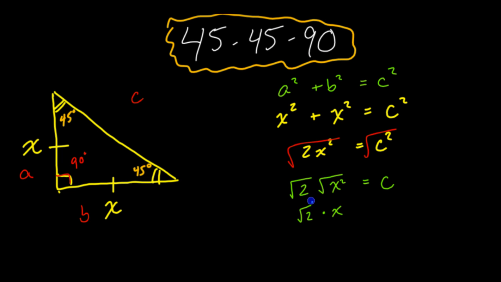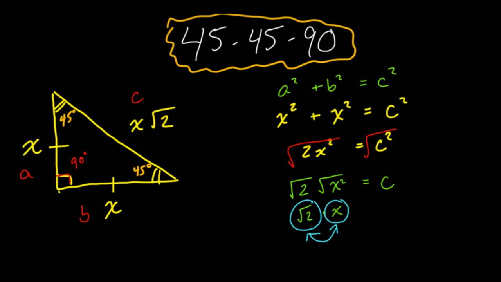Now we're going to rewrite this slightly differently. I'm going to take the position of root 2 and the position of x and just flip them, because in multiplication we can flip things and it doesn't change anything. So what we see is that c equals x times root 2. And that's going to be our pattern that always exists. In a 45, 45, 90 right triangle, it's always going to go x, x, and then your hypotenuse is going to be your leg, x, times a factor of root 2. So it'll be x, x, x root 2.